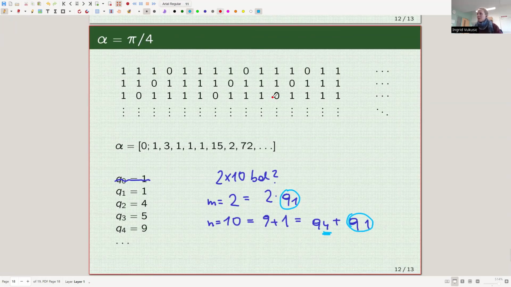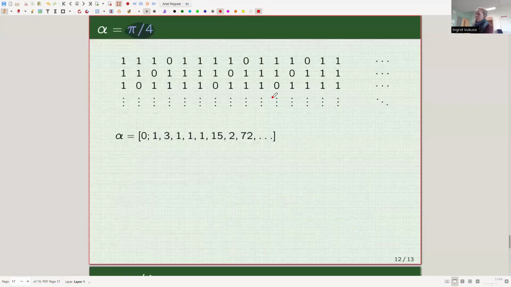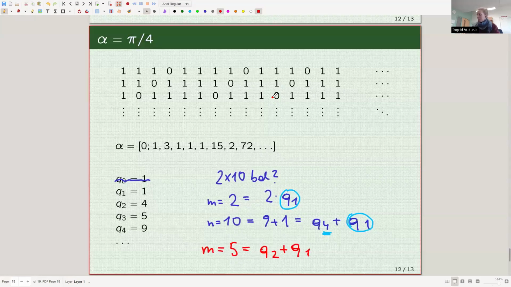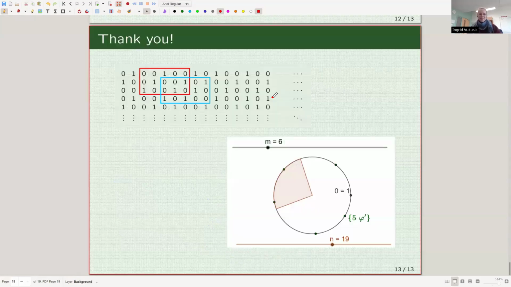I can do just one more example. If we picked m, for example, 5 instead, 5 we would represent as q2 plus q1. And then you can really see we are in none of these 4 cases, and we immediately know that we are not balanced. Okay, so I think that's already all I wanted to say.